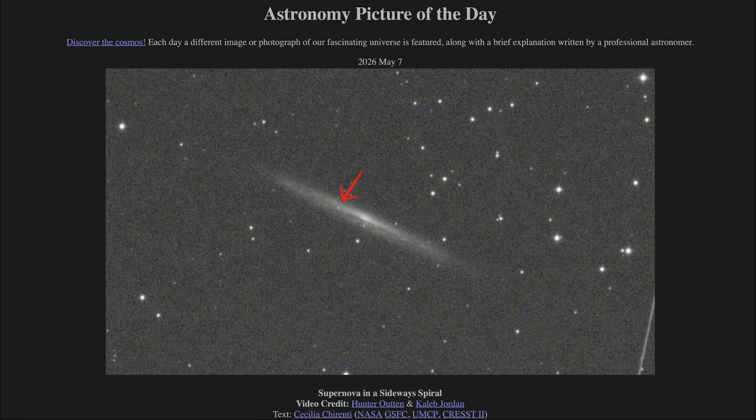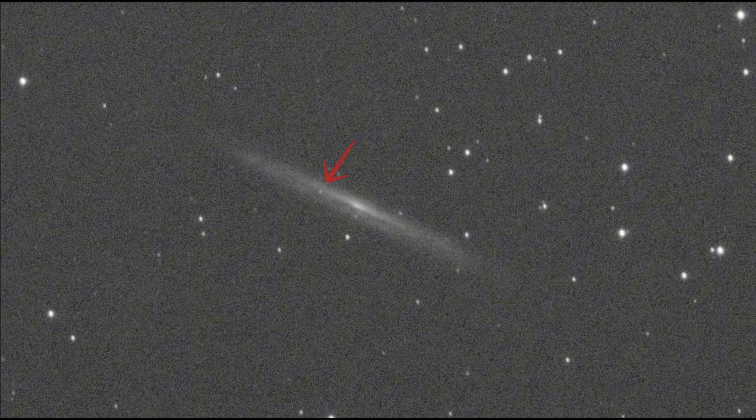Today's picture is titled Supernova in a Sideways Spiral. So, what do we see here? Well, here we see an image showing us a spiral galaxy.